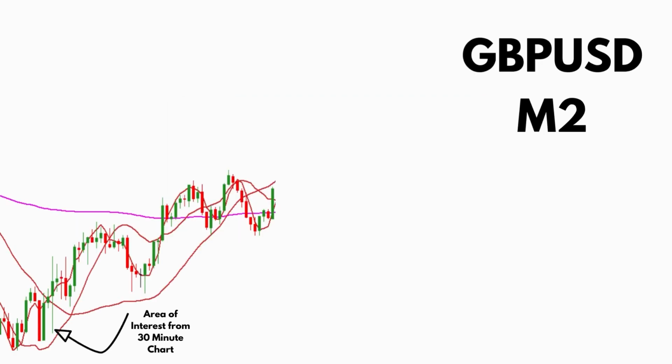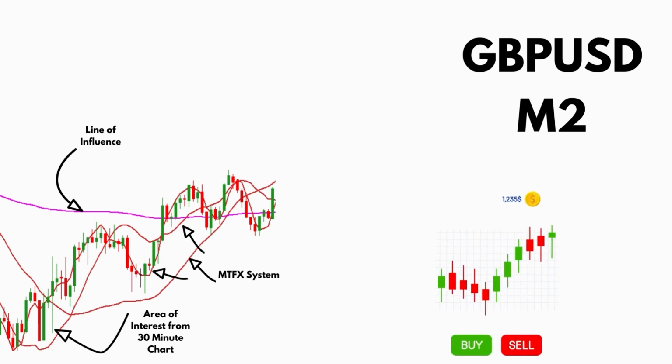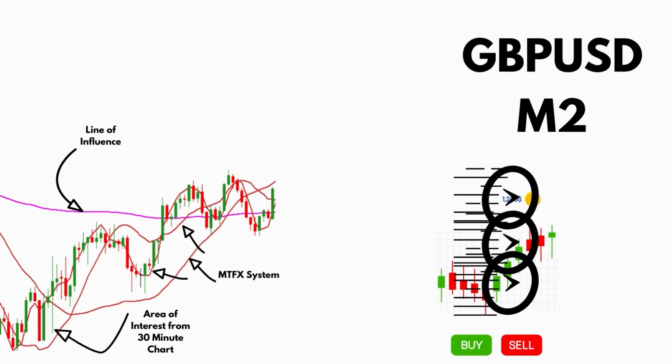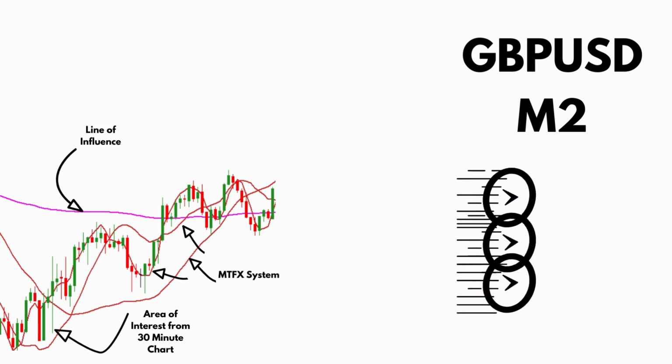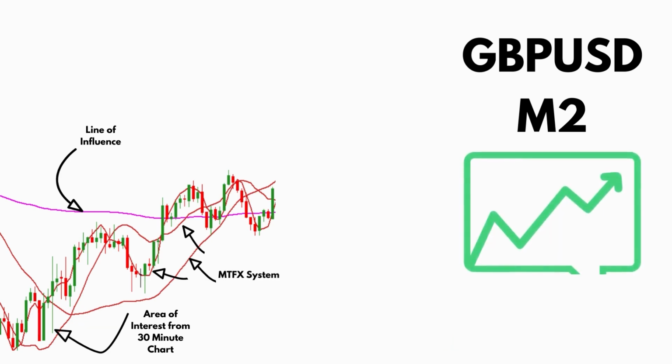Here we are on the 2-minute chart. You can see we have our line of influence as well as the 3 other lines that make up the MTFX system. As mentioned before, on this one chart, we are utilizing the power of many timeframes to give us a greater edge that market will move in our favor. Remember, based on step 1, we are looking for prices to move up.